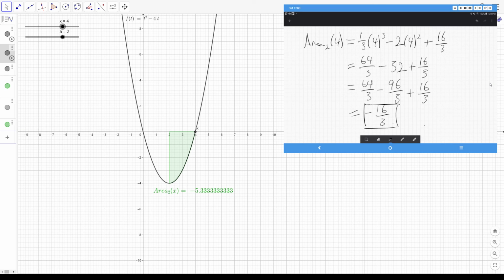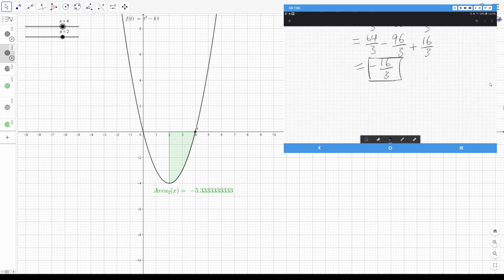That is the signed area under the curve from t equals 2 to t equals 4. Right? In other words, again, in other notation, the integral from 2 to 4 of t squared minus 4t dt is negative 16 thirds. And that's exactly what's claimed by my computer right here. I got negative 5 1/3, that's negative 16 thirds. That's what this green signed area is, the integral from 2 to 4 of this function t squared minus 4t.